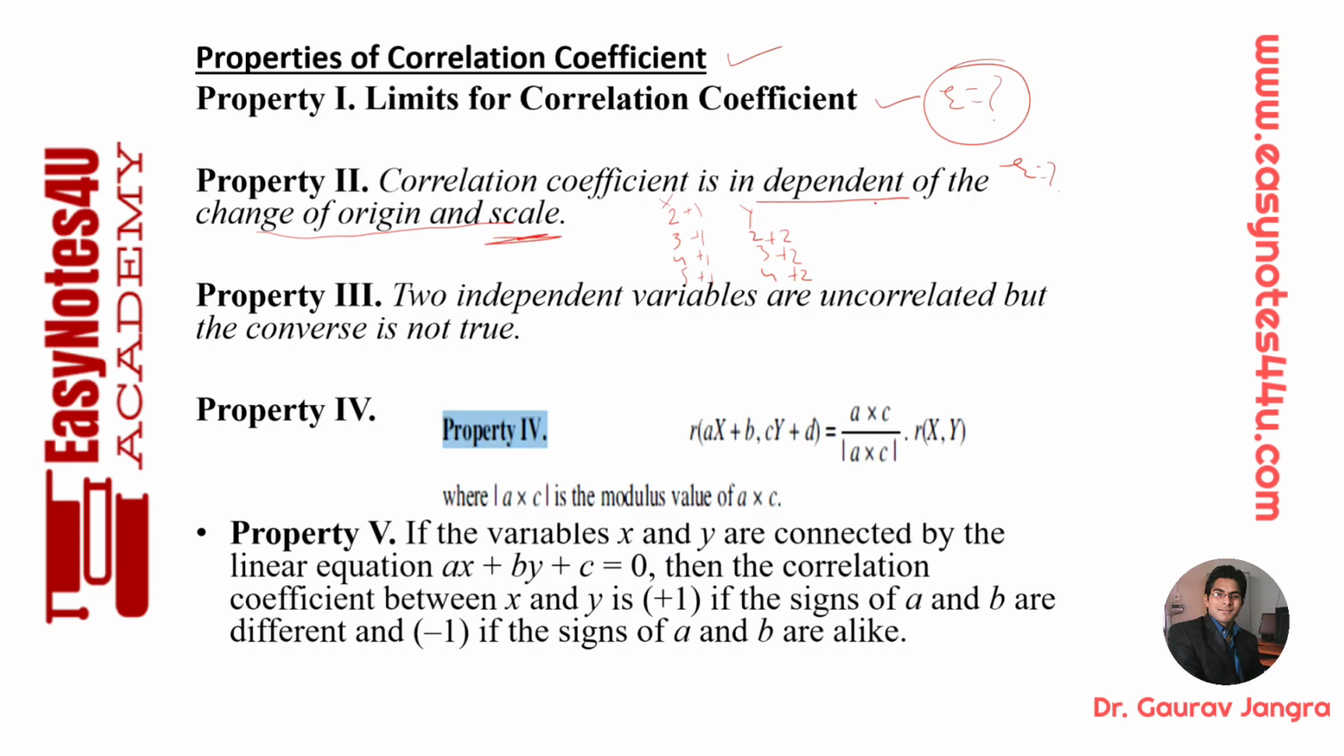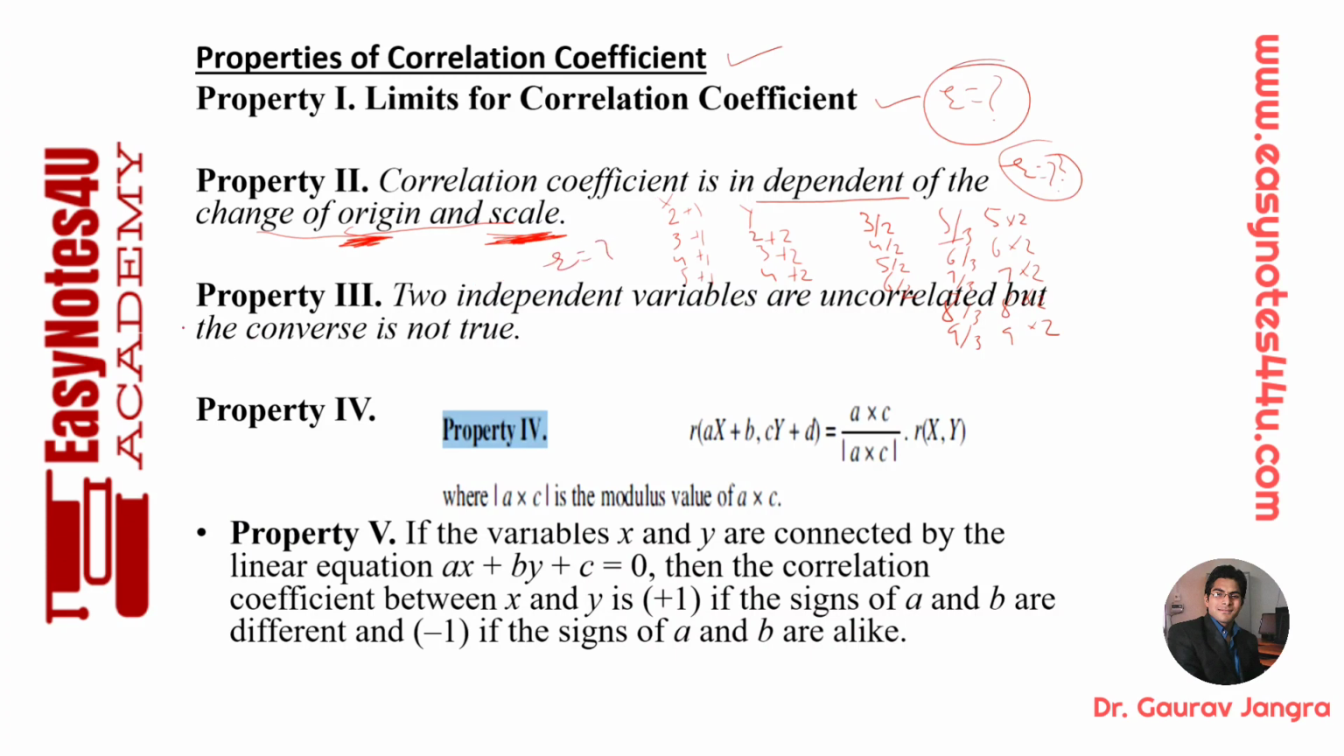And the scale: if you are changing the scale, it means you divide the values by the same number. For example, I divide all the values by 2, by 2, by 2, or by 3, by 3, by 3. When you divide or multiply all the values by the same amount, it is called a change of scale. Origin means adding or subtracting some amount from the values. Scale means multiplying or dividing all the observations in the series by the same number.